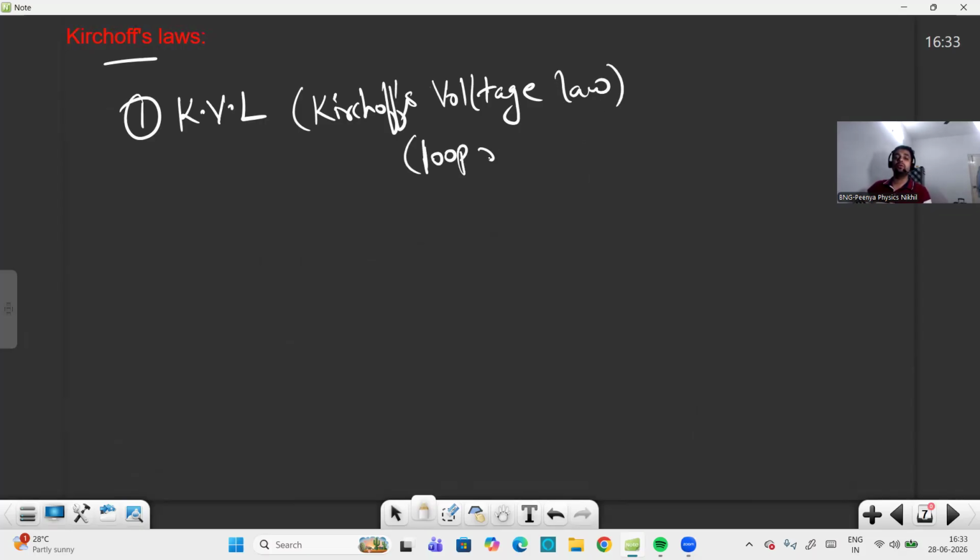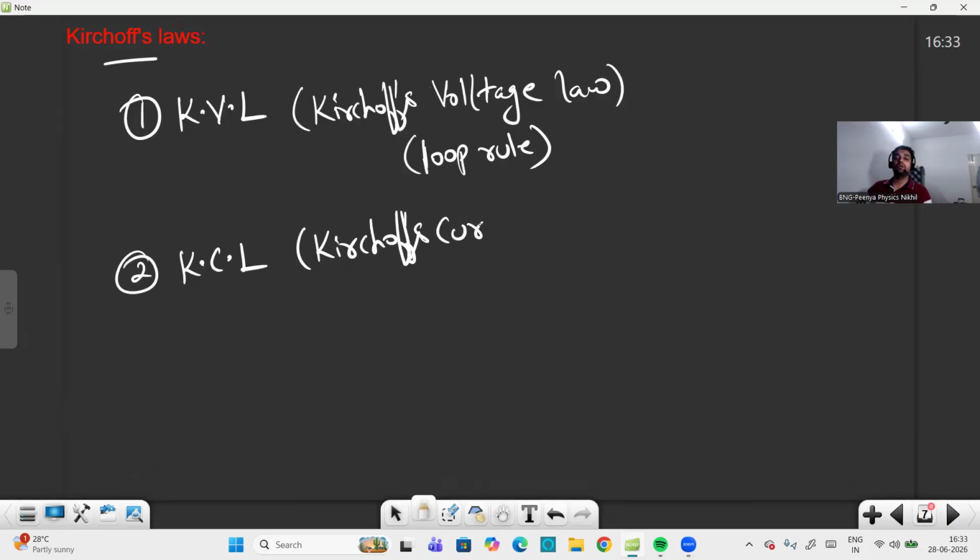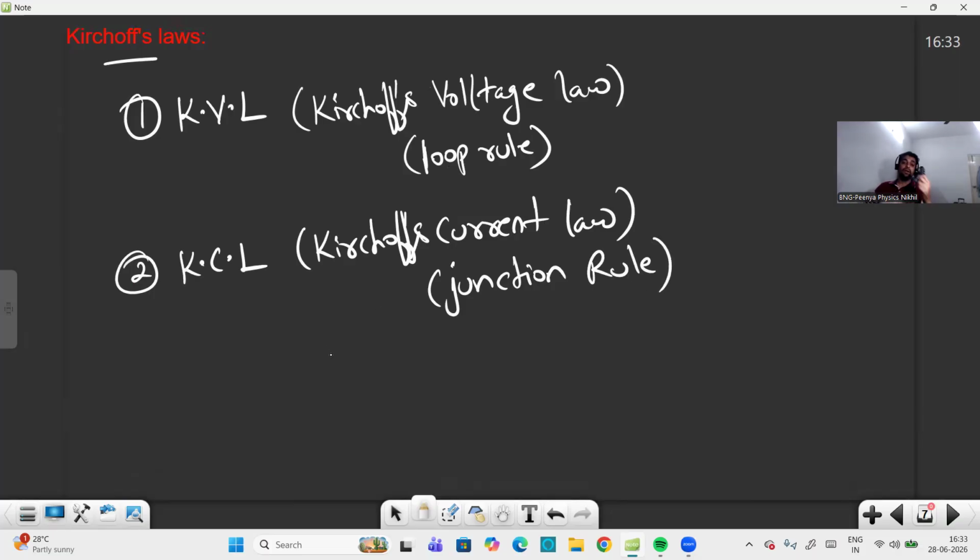Correct. And the second one is Kirchhoff's current law, KCL. This is also known as the junction rule. Correct? Okay. Now, what is Kirchhoff's voltage law? One by one we will discuss here in detail.